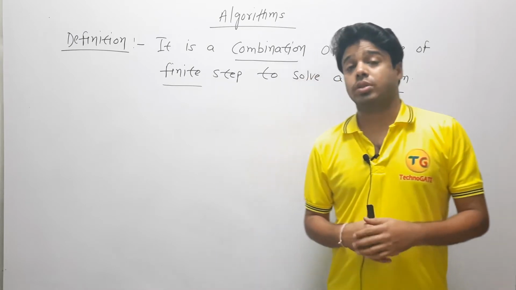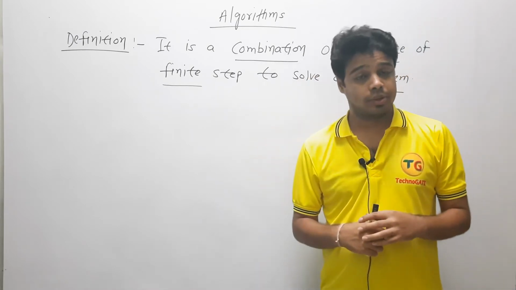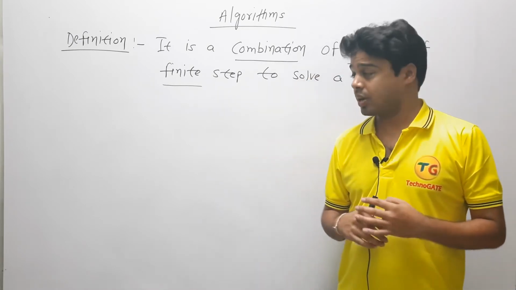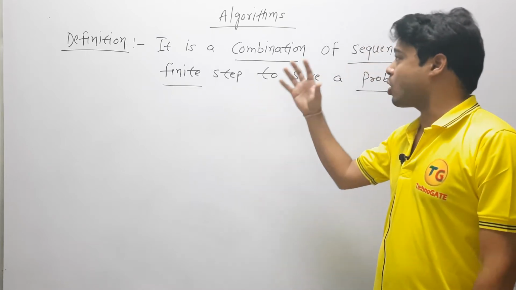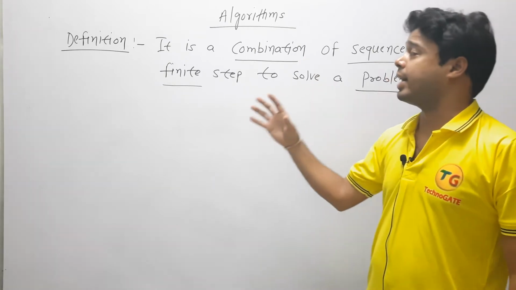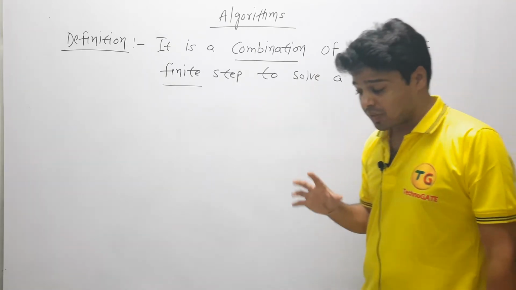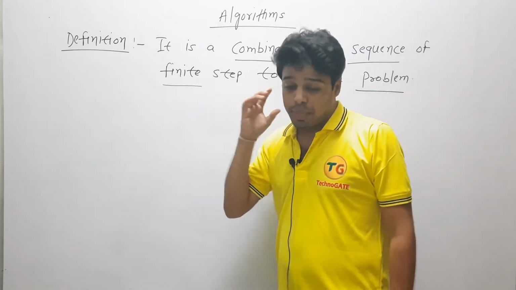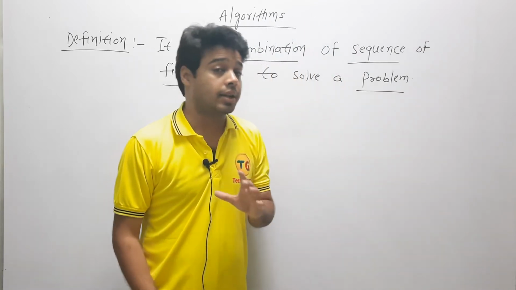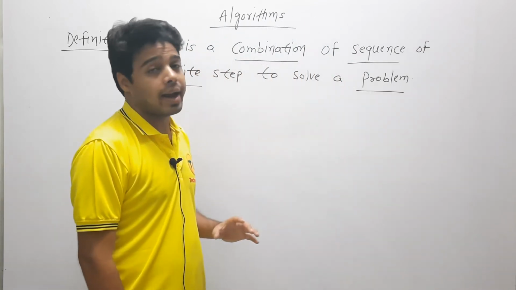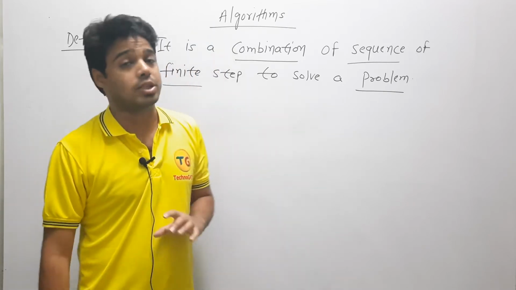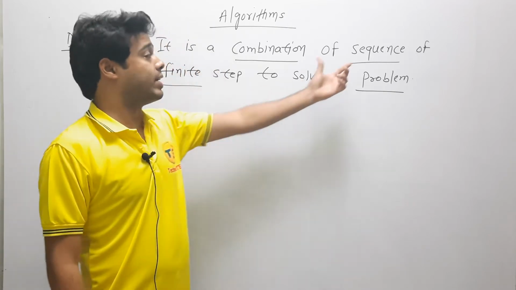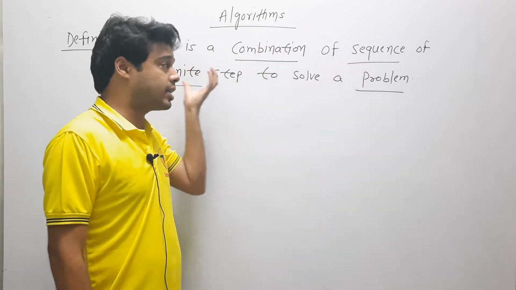So today I am going to start the subject algorithms here. So we will start from the basics. Okay. So first of all, what is the definition here? It is a combination of a sequence of finite steps to solve a problem. So the first word here is finite. For a particular problem, an algorithm exists in a finite manner. An infinite algorithm for a particular problem never exists. So your algorithm must be finite here, and sequence matters here. So the sequence of finite steps matters here.